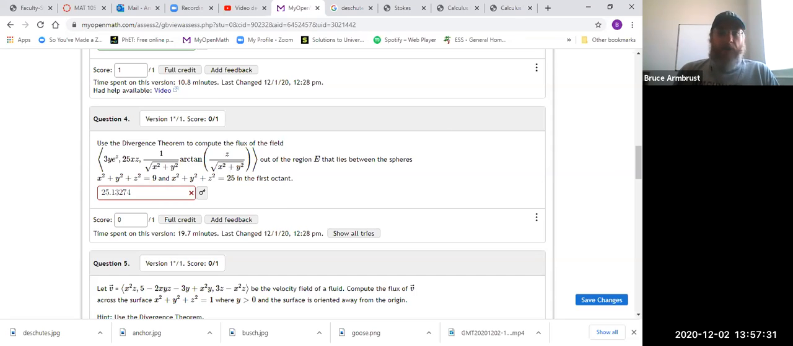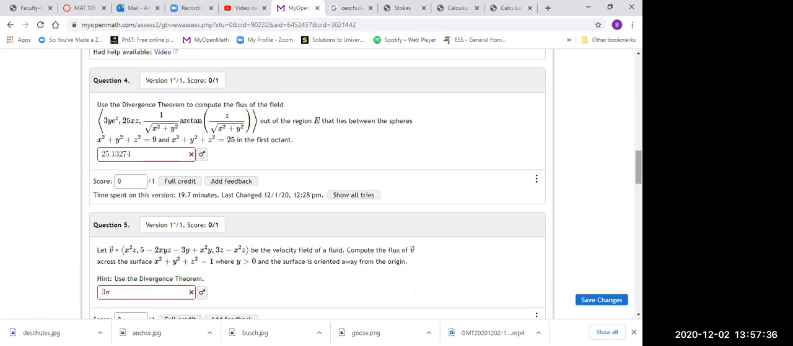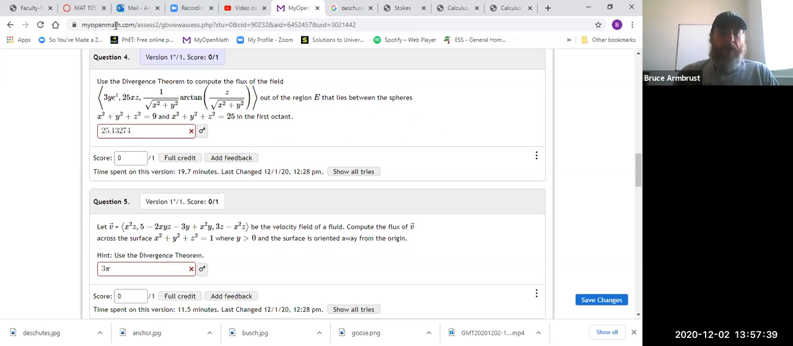All right. So then the other one you asked about was number 5. Was that correct, Eduardo? The very next one? Okay. So let's look at this guy. It says let V equal blah, blah, blah, be the velocity field of a fluid. Okay, so it's a velocity field, it's still a field. Compute the flux across the surface x squared plus y squared plus z squared equals 1, where y is greater than 0, and the surface is oriented away from the origin. All right, so what does that look like?